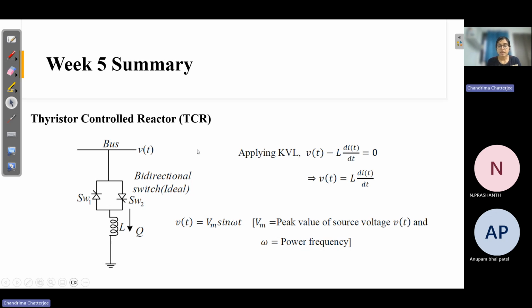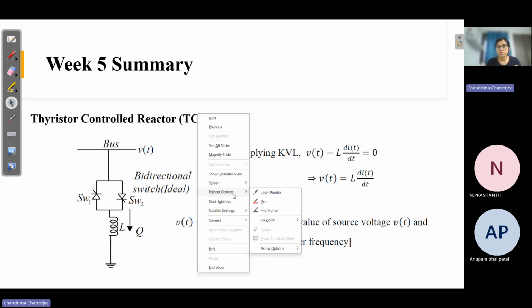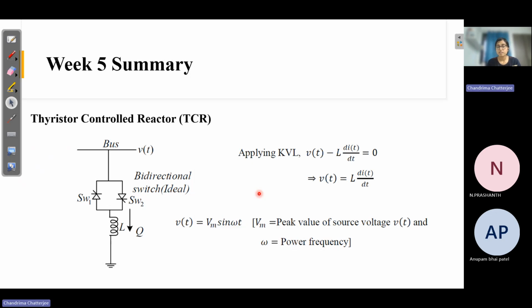So first of all, I hope that you have already watched the videos. I shall just briefly discuss the theoretical part. This picture over here is called a Thyristor Controlled Reactor, TCR in short. There is this bus, and suppose it has some voltage, 400 kV or something, and then there are these devices connected in this fashion, and then there is this inductor, right? So this is the single line diagram.